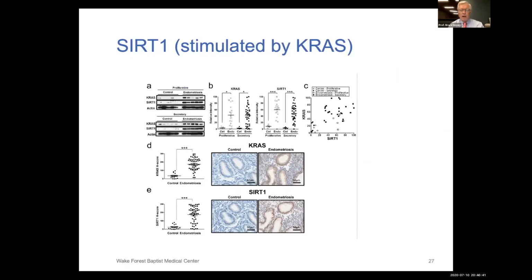Finally, the new marker Sirt1 appears to be very promising because it can be detected in both the proliferative phase and the secretory phase. And as you can see in the Western blot and the immunohistochemistry, the Sirt1 and KRAS are both highly elevated in women with endometriosis compared to normal women without endometriosis. And we're going to show you some animal data to support the use of KRAS.